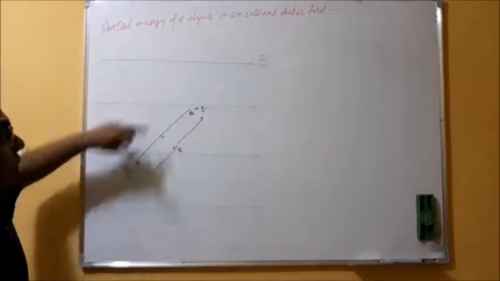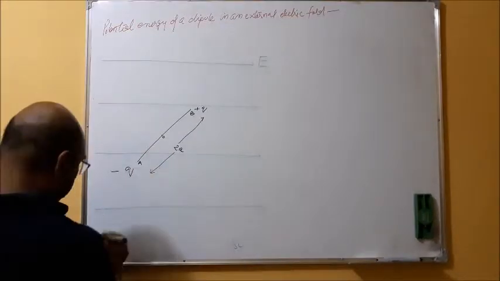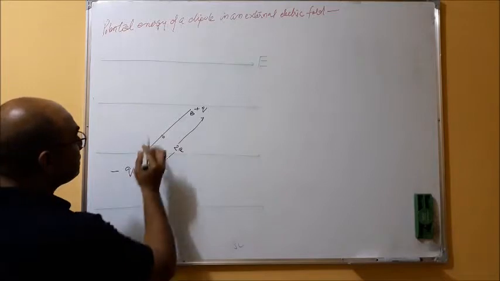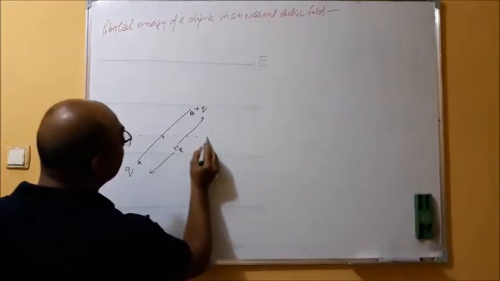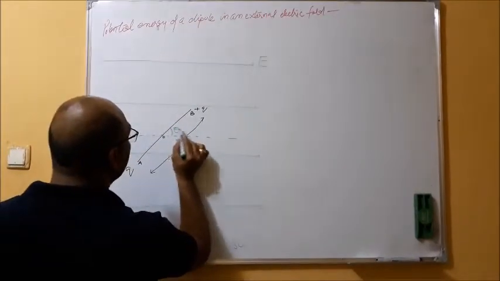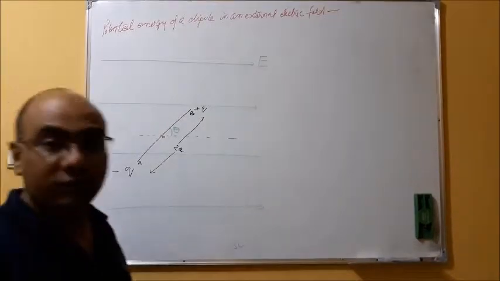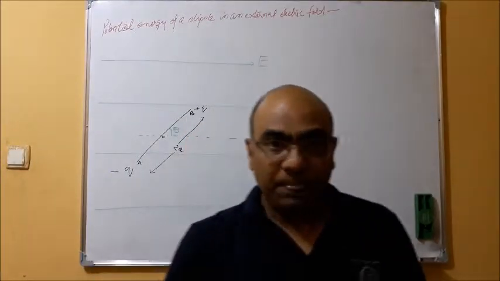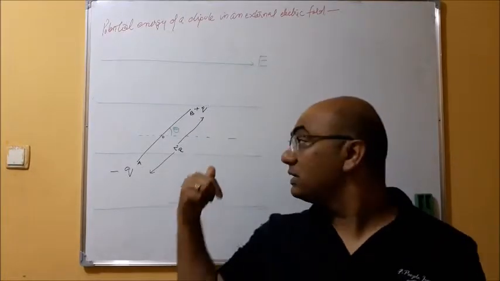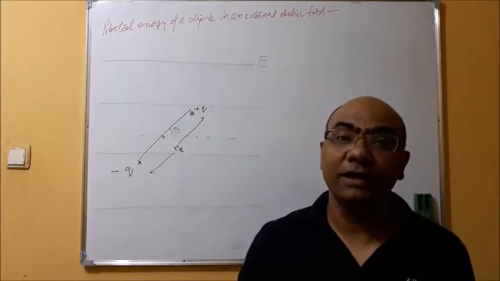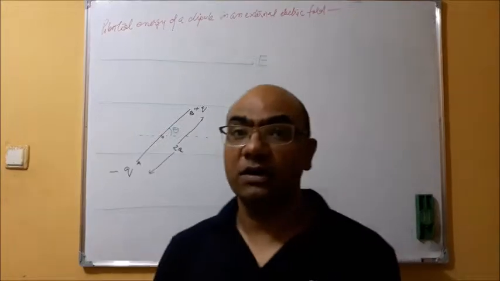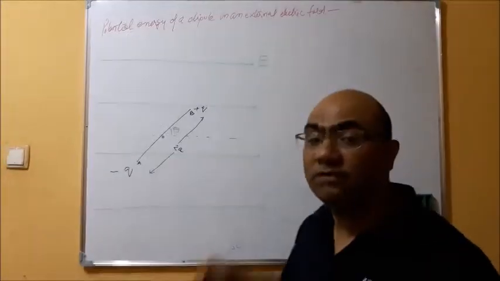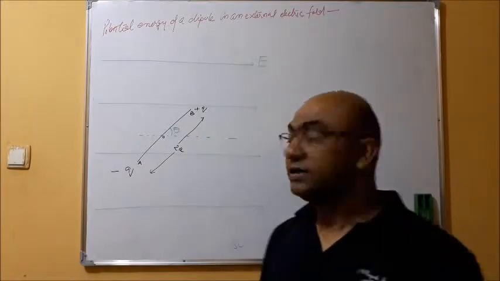So this is your dipole, which is placed, suppose, at an angle of theta with this electric field. So we have an external uniform electric field and a dipole is placed in this uniform electric field at an angle of theta. So let's see how we can find its potential energy.